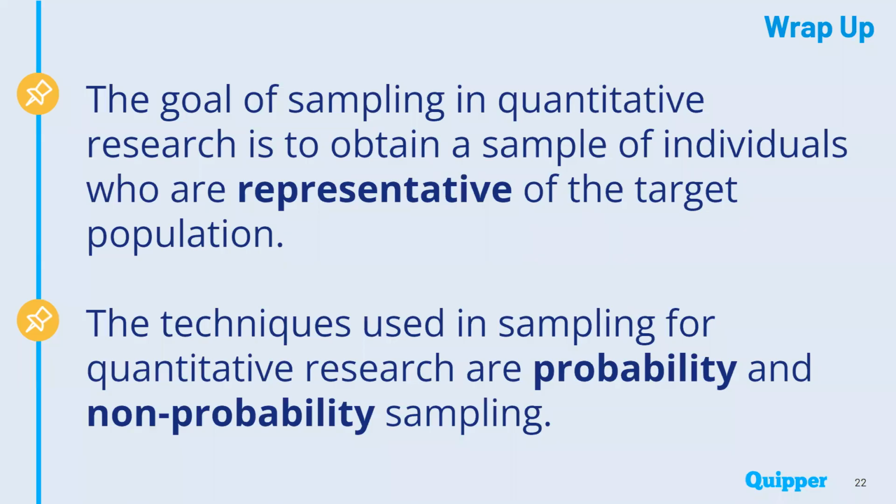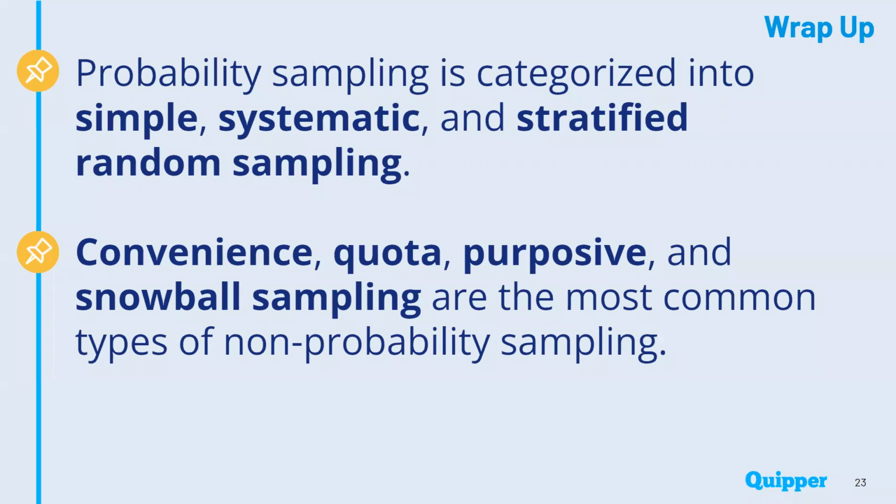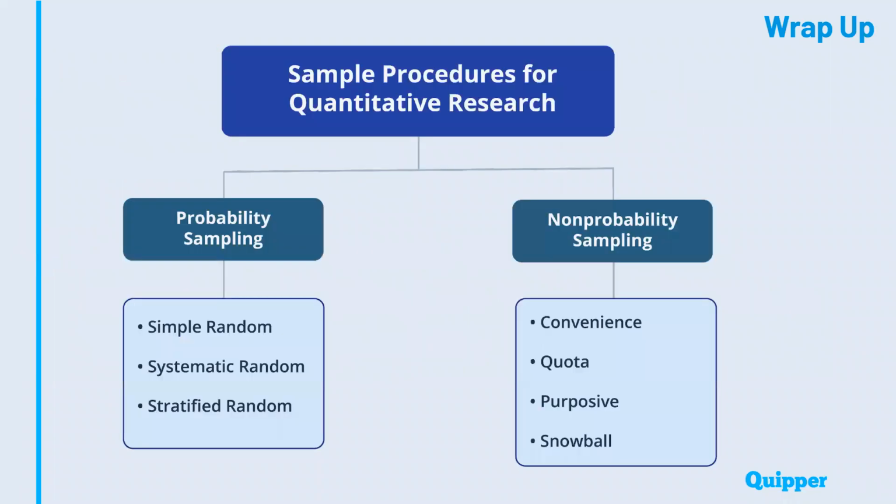Okay, just to wrap up, the goal of sampling in quantitative research is to obtain a sample of individuals who are representative of the target population. The techniques used in sampling for quantitative research are the probability and non-probability sampling. Probability sampling is categorized into simple, systematic, and stratified random sampling. Convenience, quota, purposive, and snowball sampling are the most common types of non-probability sampling.